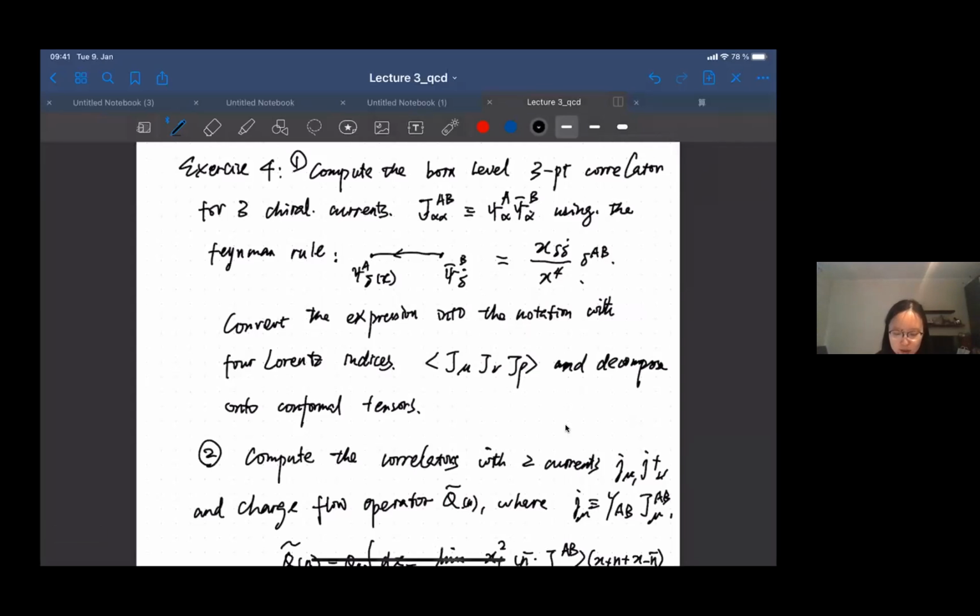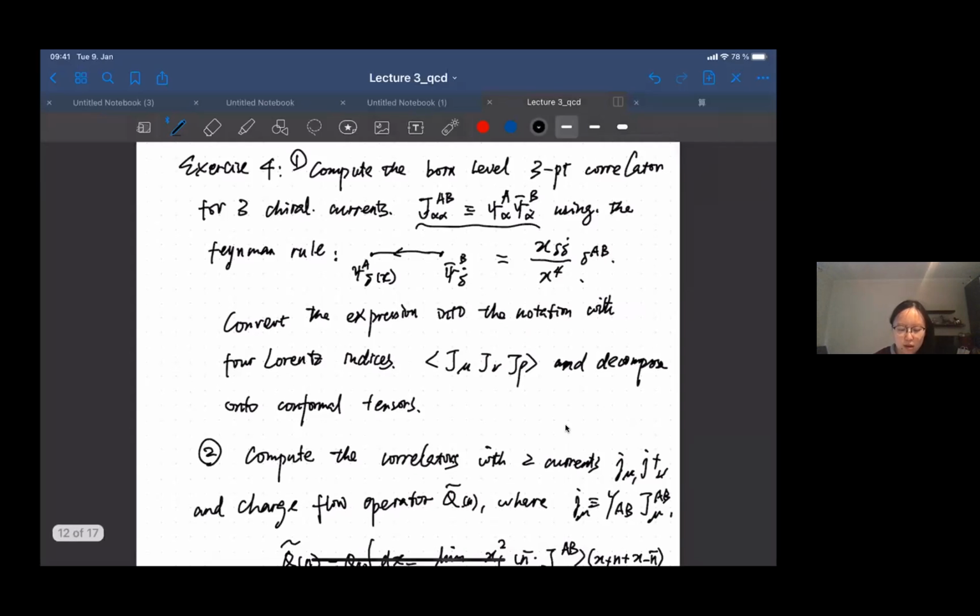We would like to compute the Born level three-point correlation function for the three chiral currents given here. I have already projected the four-dimensional Dirac indices into two-dimensional Weyl spinors, such that this current is manifestly chiral. We can derive the Feynman rules for this computation, where the only ingredient we need is the propagator, the two-point function for the fermions. You can first write down this expression in momentum space and then do a Fourier transform, so that p becomes a derivative on the x variables. So this is the Feynman rule in coordinate space.